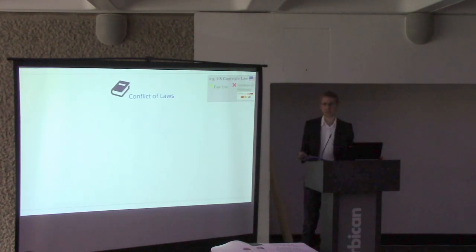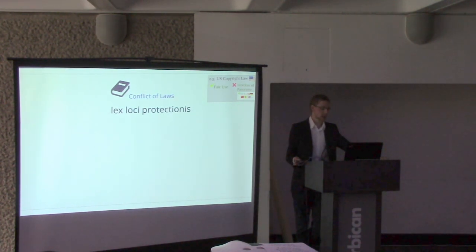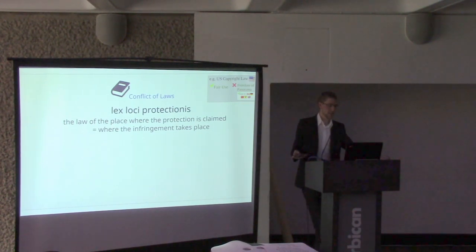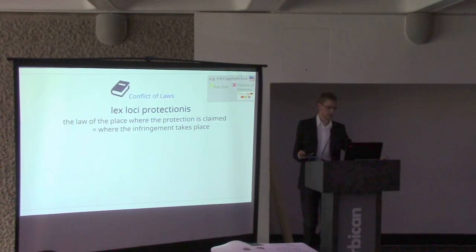Now, the good news is there really is just one rule that is almost universally applied in any state in the world, which is the lex loci protectionis rule. The bad news is this rule is really friendly to copyright holders, because it means to apply the law of the place where the protection is claimed, which, as we've seen, is understood very broadly because you can claim protection at any place where an infringement takes place. And this means more or less in any state in the world, if you have a web page like Wikimedia Commons, which is accessible from any place in the world. Therefore, this lex loci protectionis principle really is a bad thing for us as Wikipedia editors and activists.